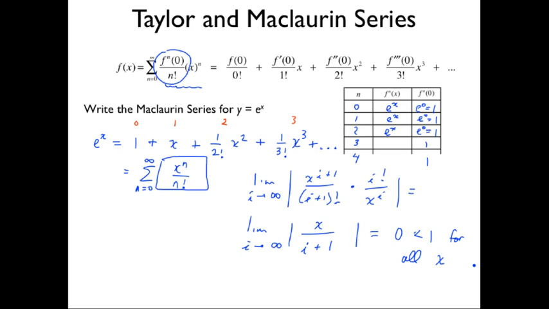Meaning that, what about this Taylor series? It converges for all x, right? So the radius is infinite. If you were able to add all infinitely many terms together of this series, you would get exactly e to the x for all x values.